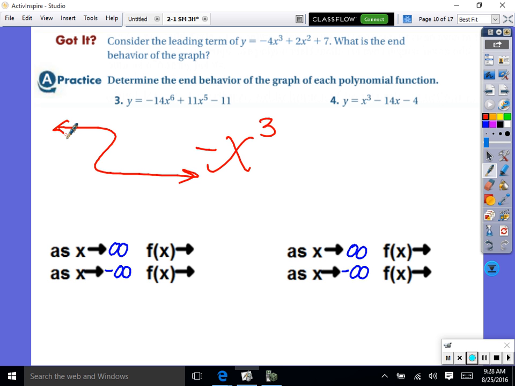No, this would be up and down. Oh. Yeah. Yes.